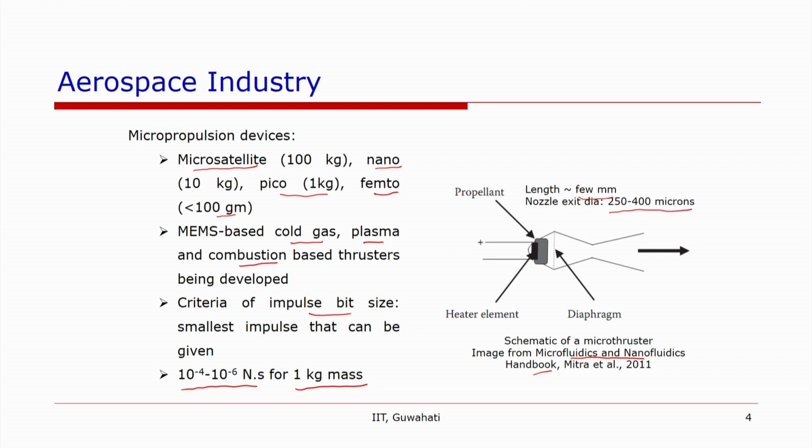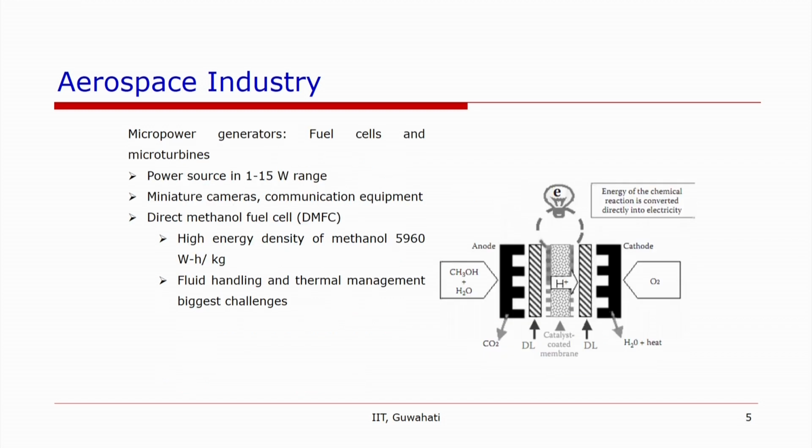And when this thruster is to be used, the element is heated, and the propellant converts into gas, the pressure builds up, and this diaphragm ruptures, and the gases come out, and the desired thrust is given.